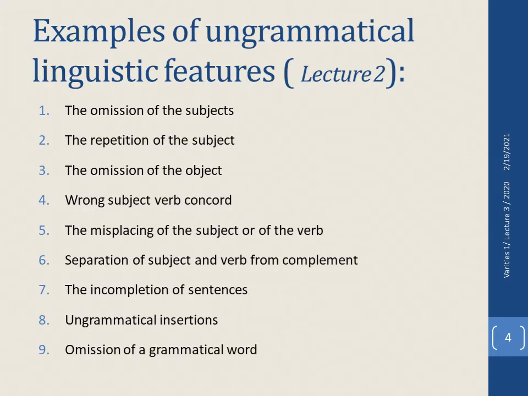Now, this list presents some of the examples that we studied together in lecture 2 about the ungrammatical aspects of spoken language, examples of ungrammatical linguistic features. We studied this in depth in lecture 2 with supporting examples from extracts A and B found on pages 33 and 29. So the first thing is the omission of the subjects.